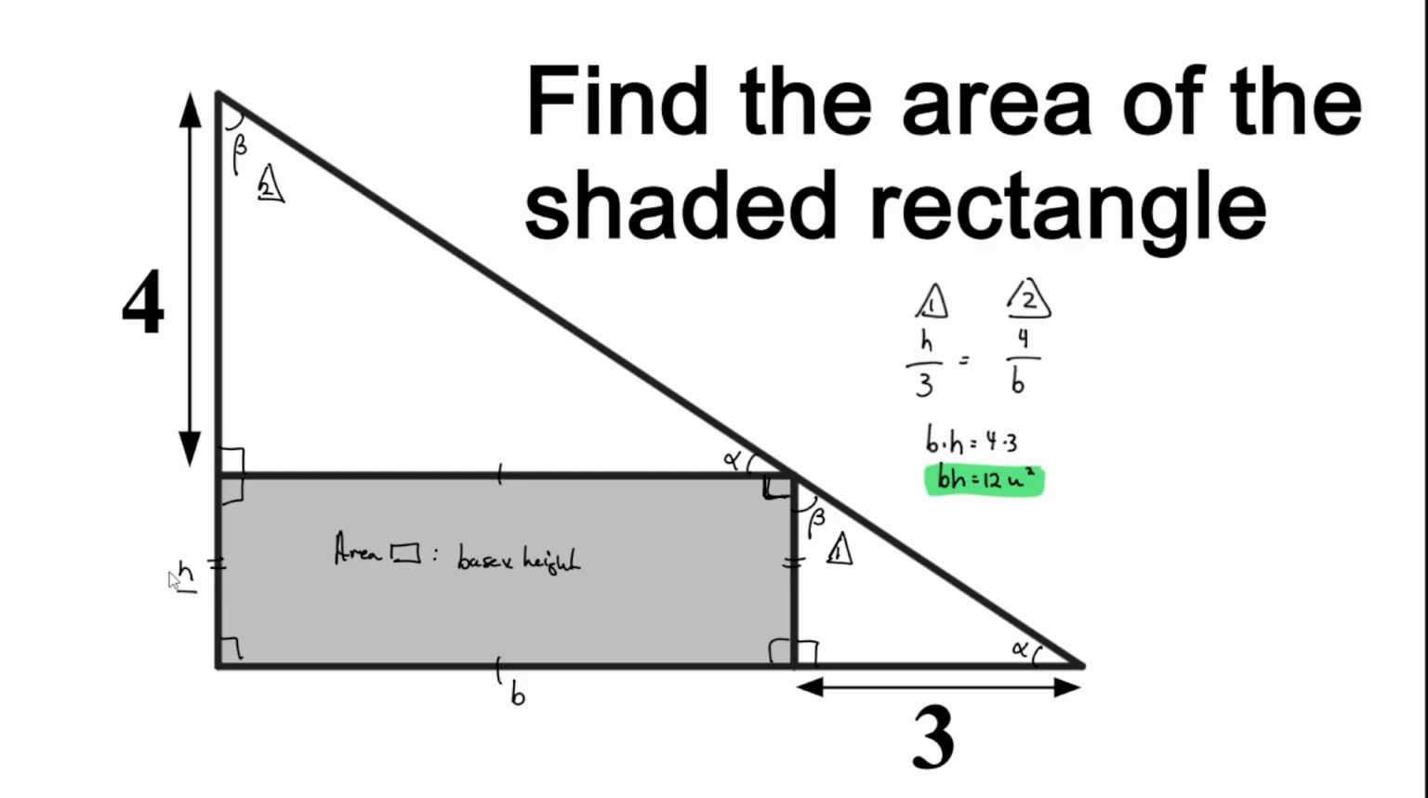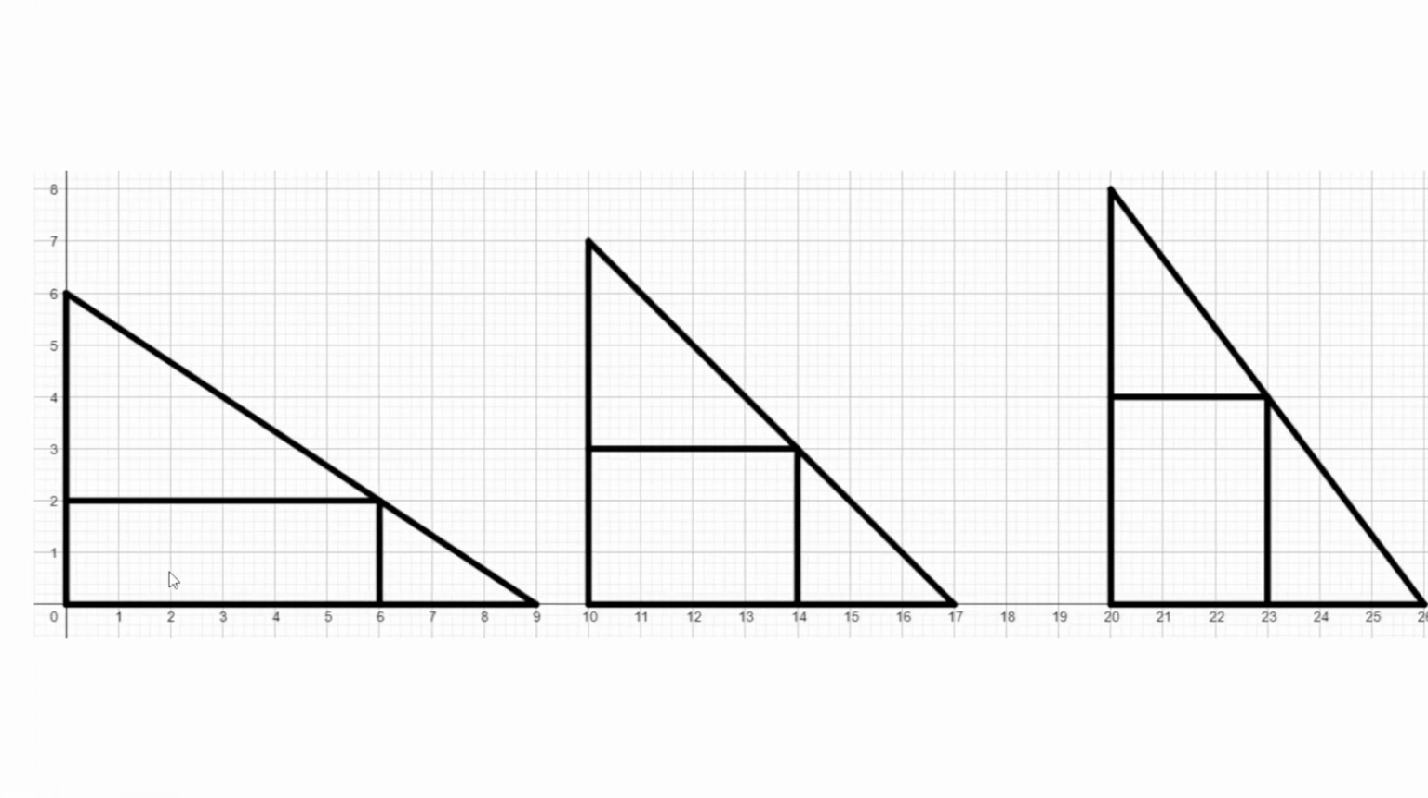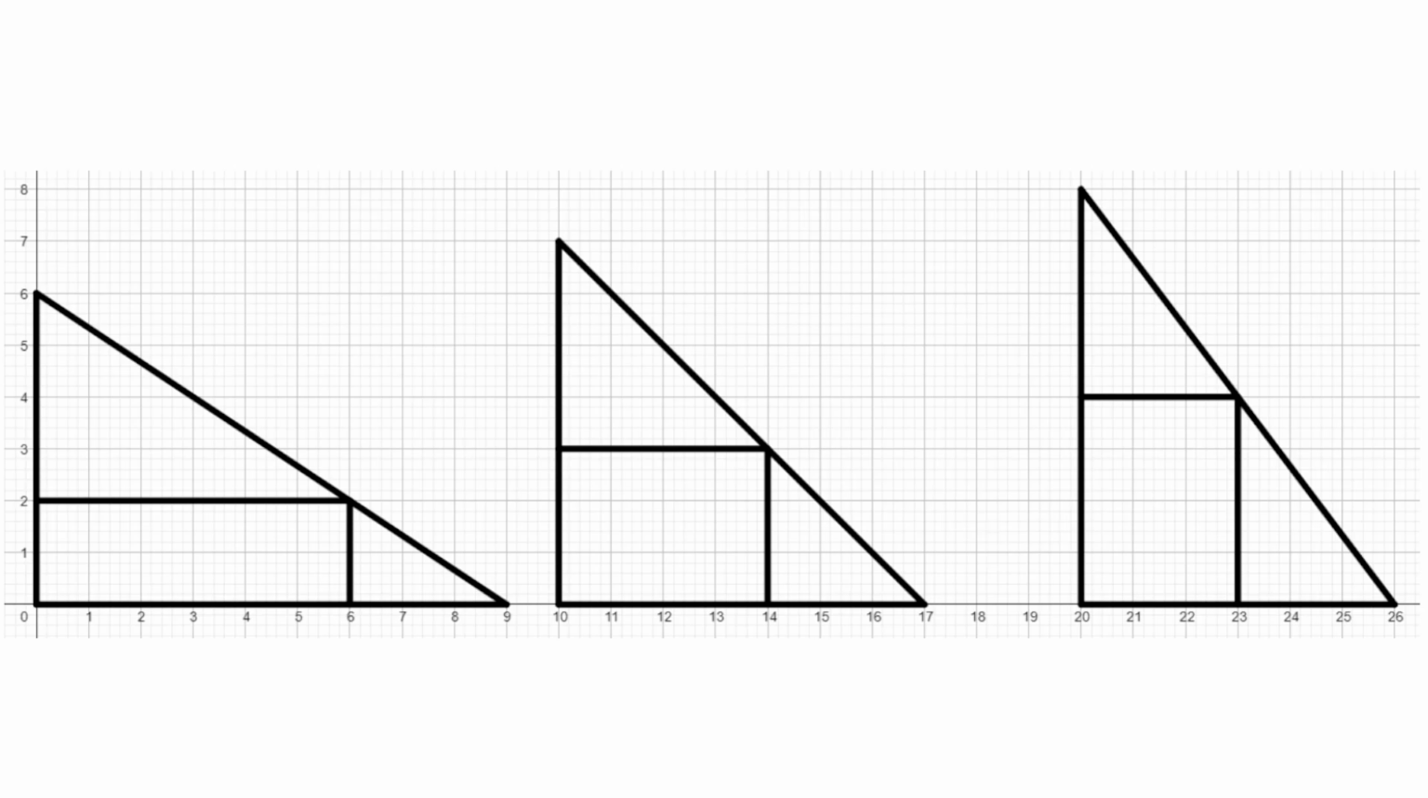Now, we haven't necessarily found the exact length of the base and the exact length of the height. It doesn't really matter. There are actually an infinite amount of bases and heights we can have, but they all have the condition that when we multiply the base by the height, we will get 12 square units. So to further illustrate this, I've shown different examples here. All of them are using the same 4 as the height of triangle 2, and 3 as the base of triangle 1.